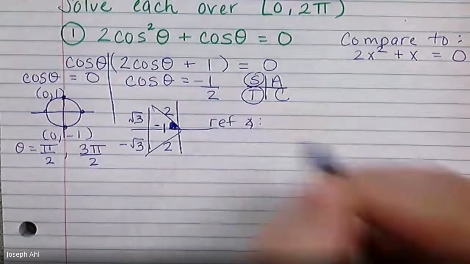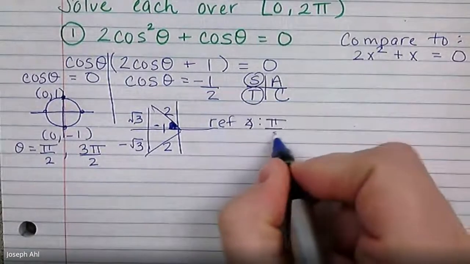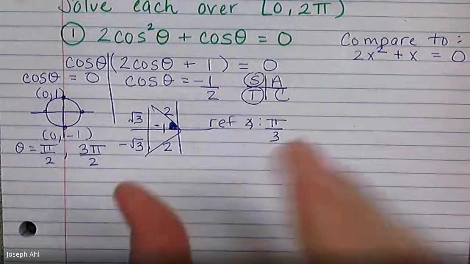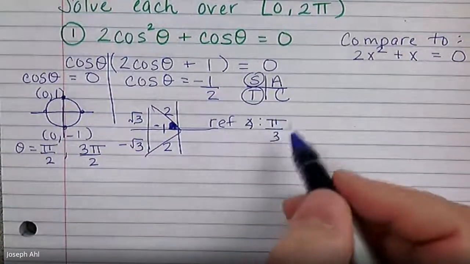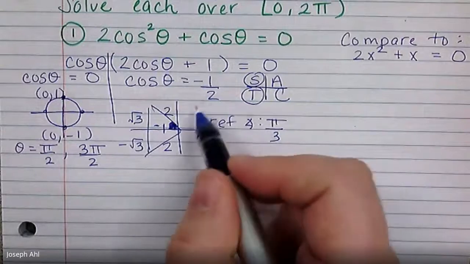We've got to try and stick with radians as much as possible here. The reference is pi over 3, which is 60 degrees. But 60 degrees is pi over 3. How do I get my 2 answers then? Because pi over 3 is a quadrant 1 angle.